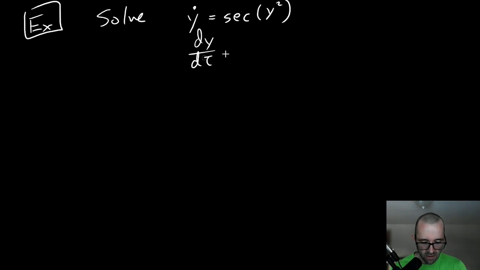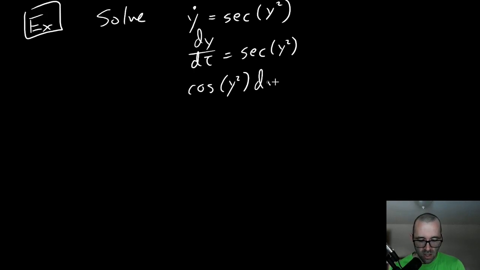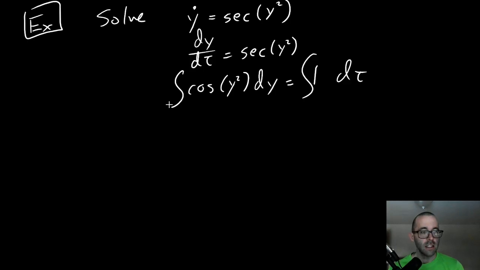Y dot is another way of writing dy/dt. We multiply both sides by cosine of y squared, which is the same as dividing by secant of y squared. And we're going to get cosine of y squared dy. When you divide it out, you're just left with 1 dt. I can integrate the right-hand side, no problem. I cannot integrate the left-hand side, and I'm a math professor. Can you integrate the left-hand side? Probably not. The left-hand side is an example of an integral that doesn't have an elementary antiderivative.